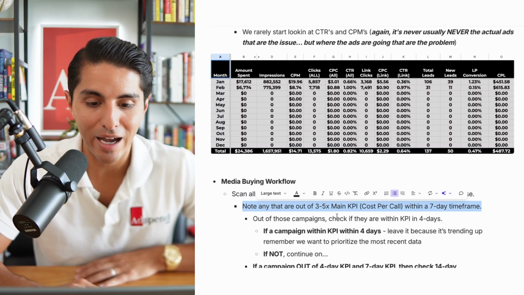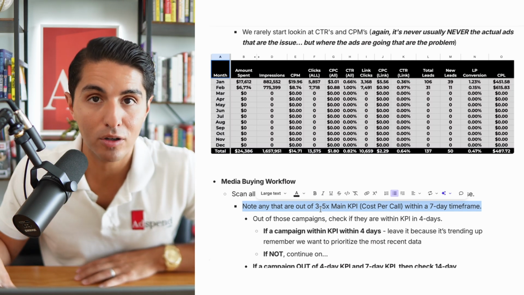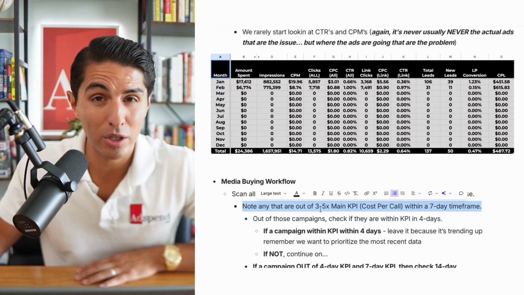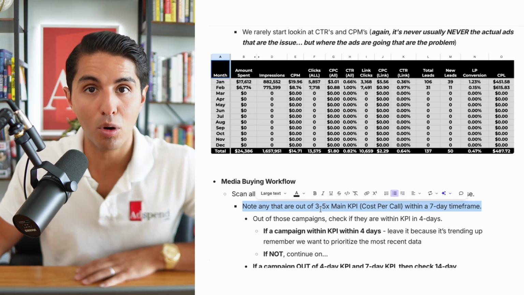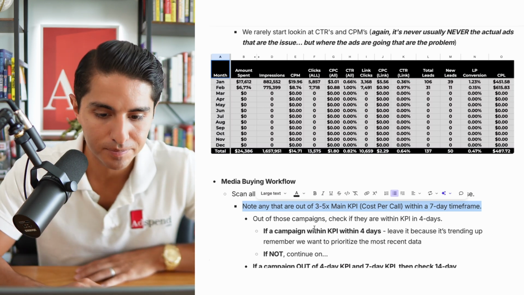And then note any out of these that are outside of KPI. So if your cost per marketing qualified call target is at least $250, but you're getting $1,000 cost per marketing qualified calls in one campaign versus the other, obviously that's outside of KPI, right?